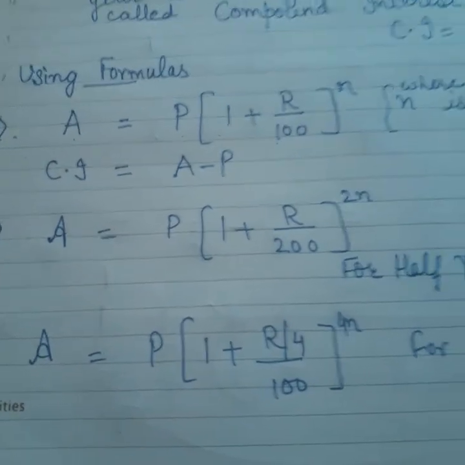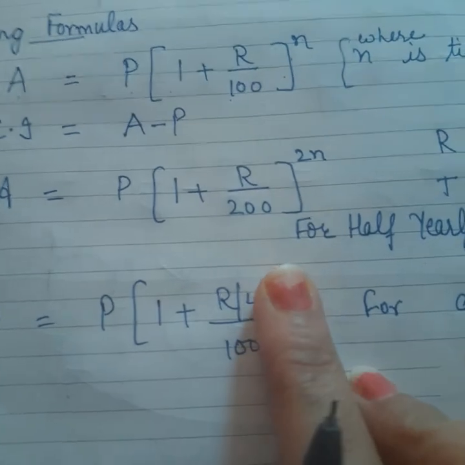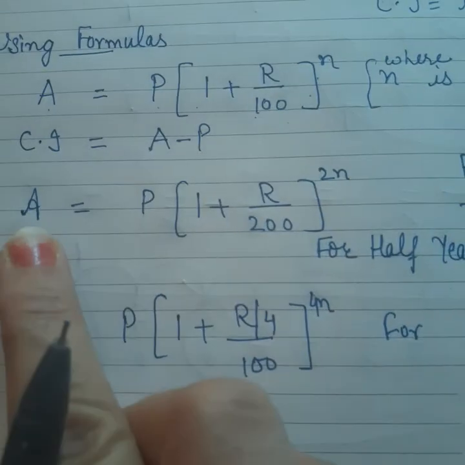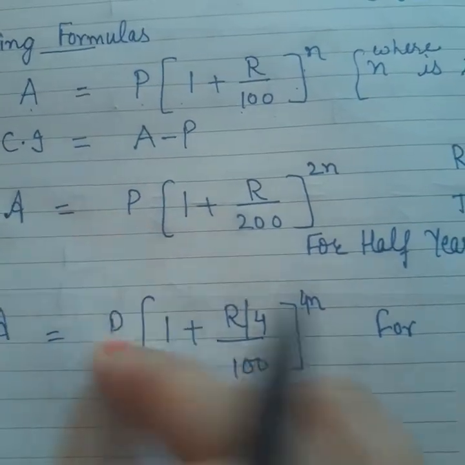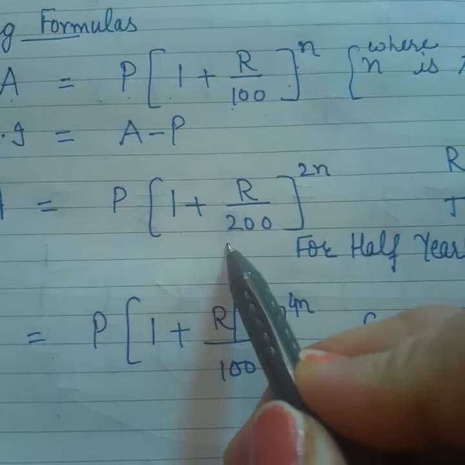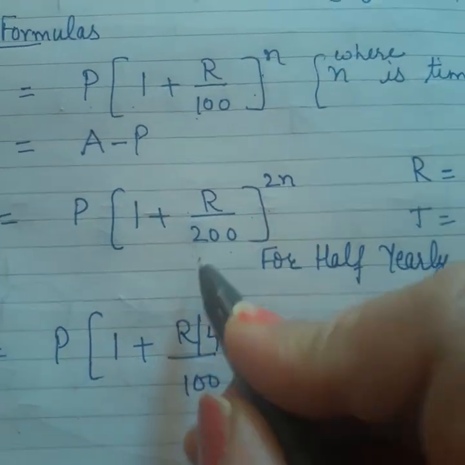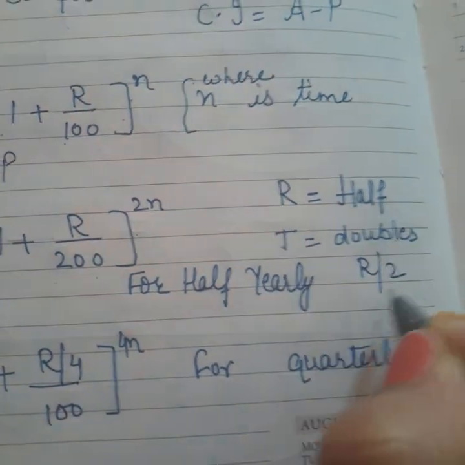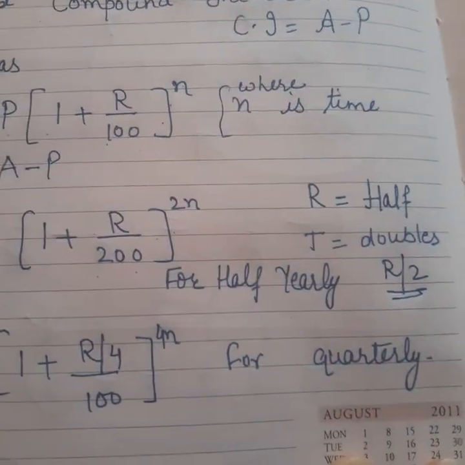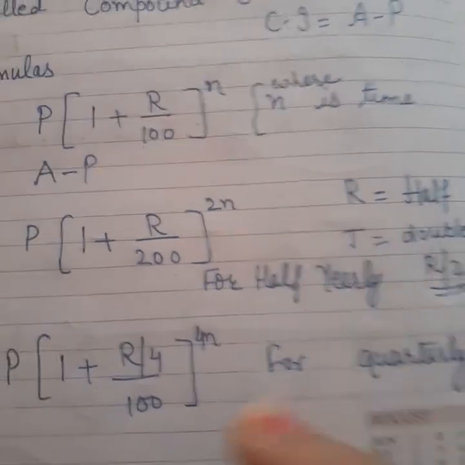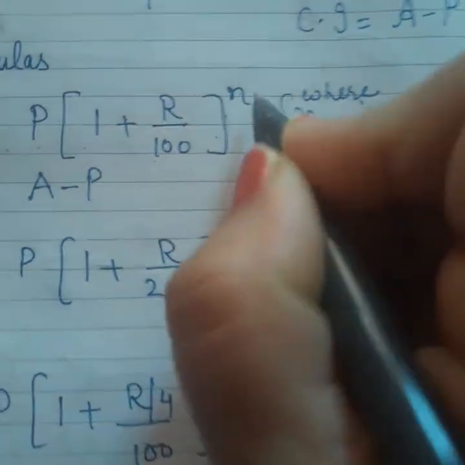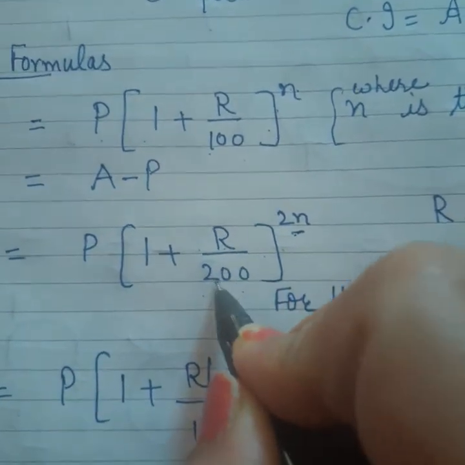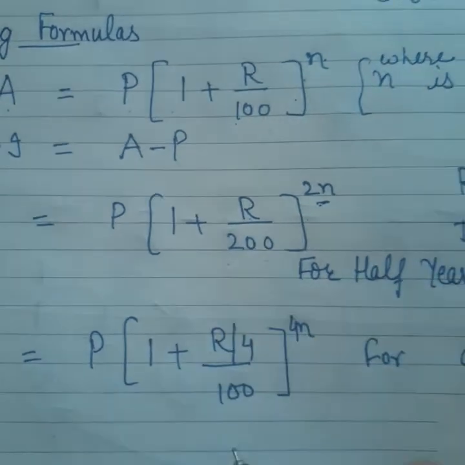The second formula, if half yearly is mentioned, for the half yearly case, we apply the formula amount is equal to principal (1 plus r by 200) raised to the power 2n, and that means for half yearly we take r by 2. We take half the rate of interest, and time is doubled. यहाँ पे n था, यहाँ आ गया 2n, and rate is half, and 2 जो है वो 100 से मल्टीप्लाई हो गया, so r by 200.